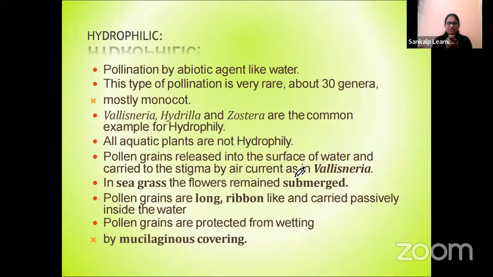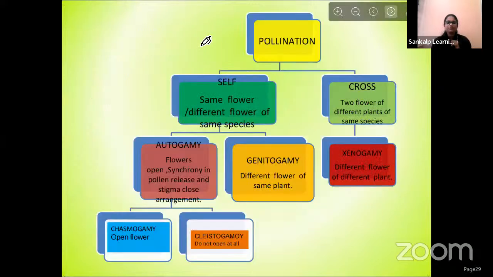Seagrass is an aquatic plant, and its flowers remain submerged, that is, they stay under the water. Here the pollen grains are long and ribbon-like so that they can swim. They can swim inside the water and will be covered with a mucilaginous substance. Okay? Next we have, okay, pollination, autogamy, fine.